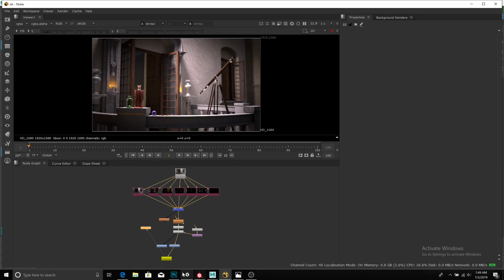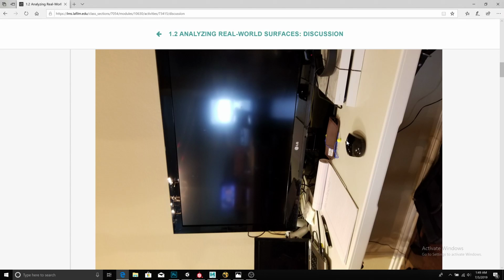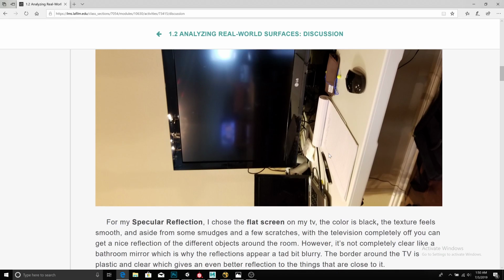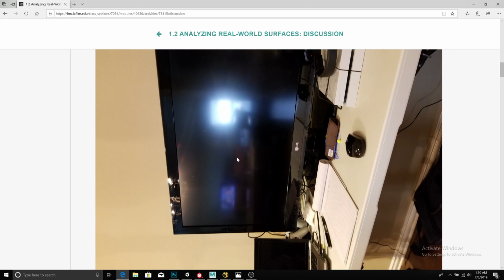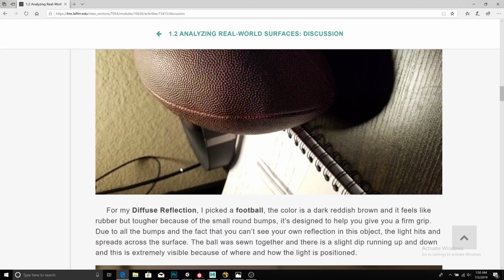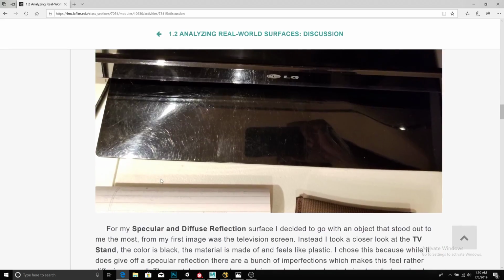One thing I enjoyed about learning in terms of reflection, transmissive, and emission surfaces was seeing my peers' examples in our discussion, because some of the surfaces I didn't even know were considered emissive. Like one of my peers chose a flat screen as a specular reflection, a football for a diffuse reflection, and for a specular and diffuse reflection, they chose this little side of the TV here.